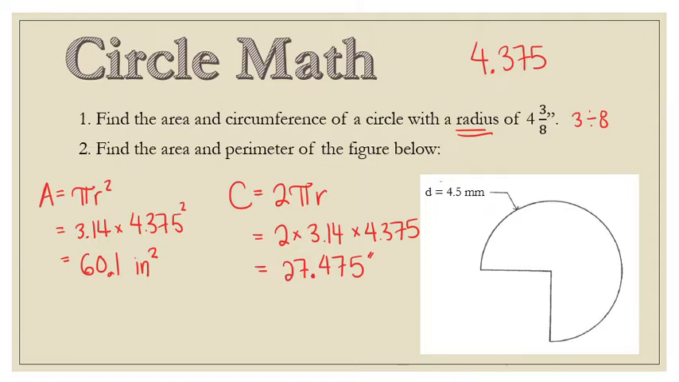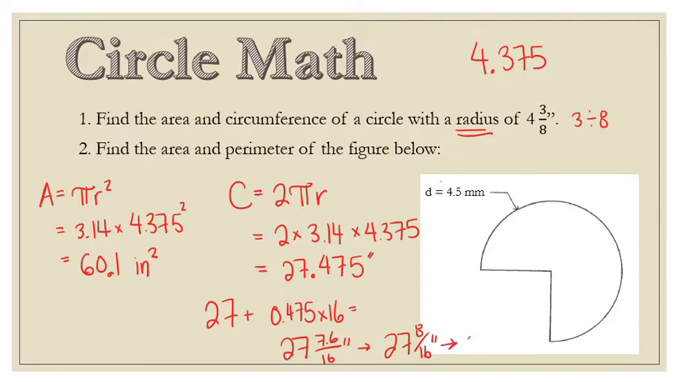Let's say I wanted to make 16ths. I'm going to keep the 27, and I'm going to add in 0.475 times whatever type of fraction I want to make. I want to make 16ths, and that's going to give me 27 and 7.6 over 16 inches. That's horrible. You never mix your fractions and your decimals, so we would say it's 27 and 8/16, and we always reduce to 27 and a half inches. So not an exact answer, but once we use pi, nothing is anymore.